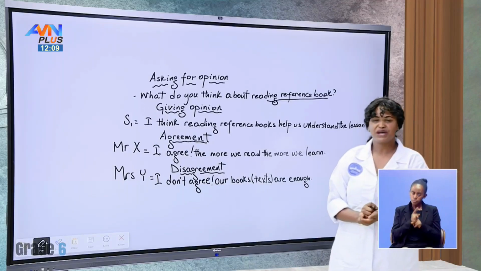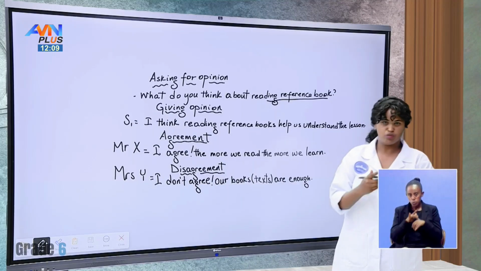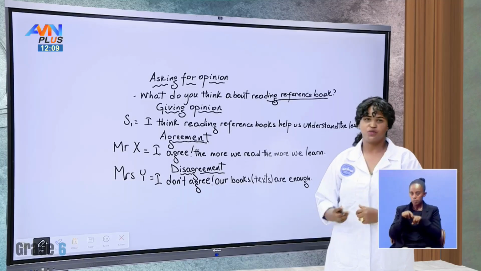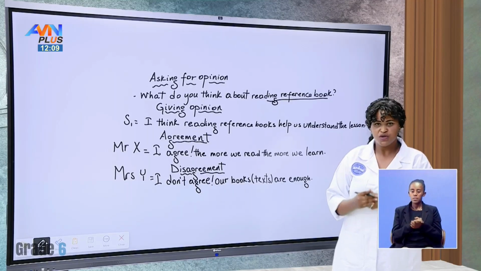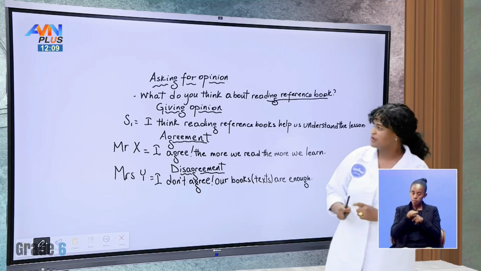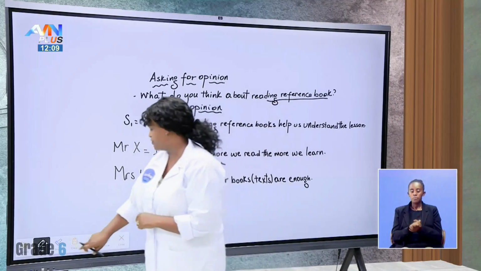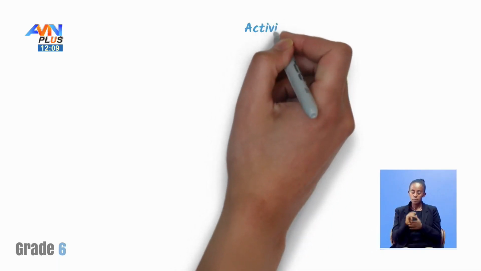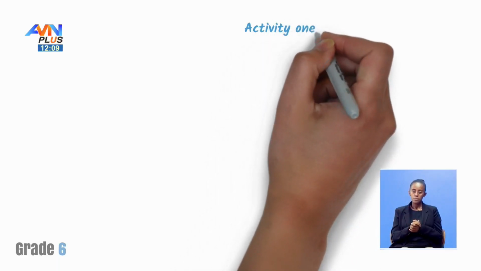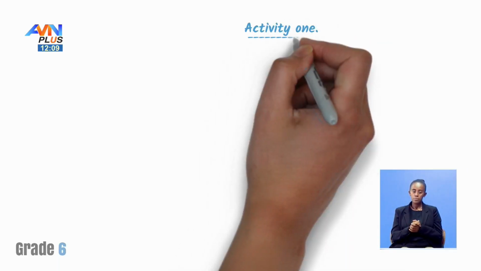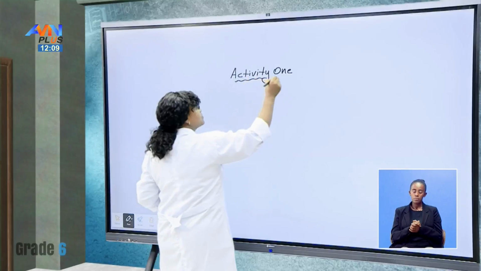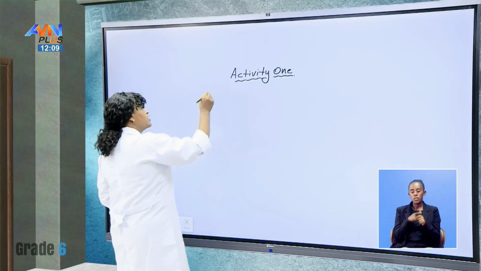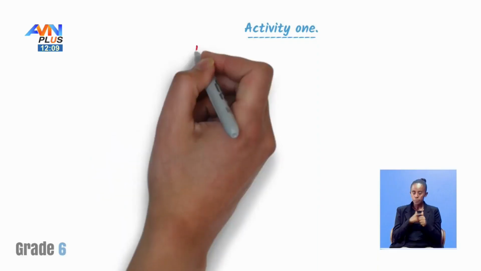I'm sure you can simply tell or ask for opinion, give opinion, agree with an opinion, and disagree. Let me check you, okay? Let us do these activities with me, all right? Activity 1. All right? The first step, ask opinion.